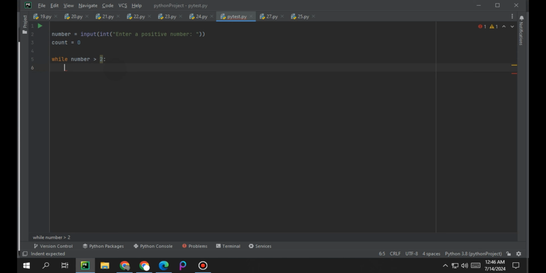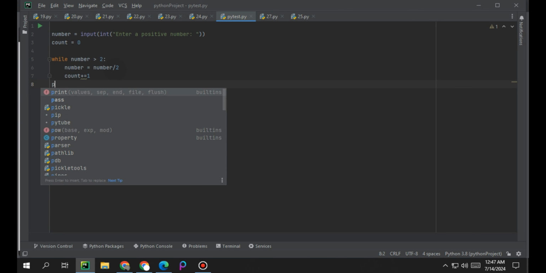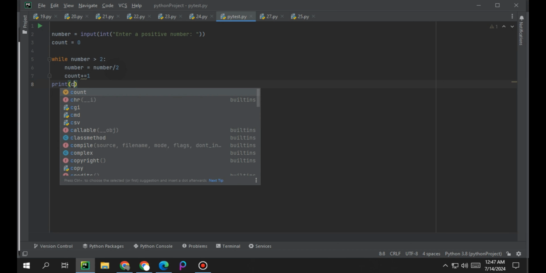So now we need to apply our logic here. So first we need to divide that number by 2, right? So number is equal to number divided by 2, right? And in each iteration we have to increment our count. So plus equals 1, right? So let's see is this working or not. Print count.